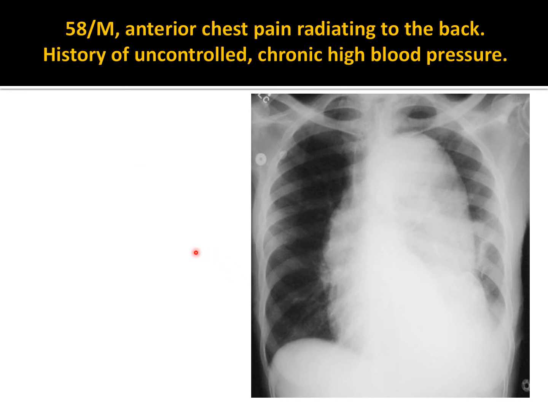We have a 58-year-old male with anterior chest wall pain radiating to the back, and a history of uncontrolled and chronic high blood pressure. What you can see here is that the cardiac shadow, of course, appears to be enlarged. There is dilatation of the aortic arch as well as the descending thoracic aorta. Okay, so most probably what we have here is a patient with an aortic aneurysm.